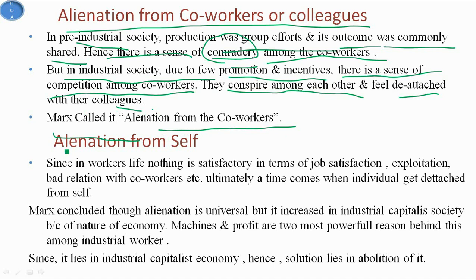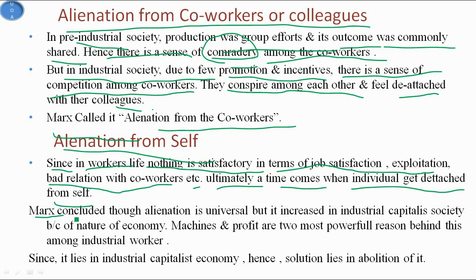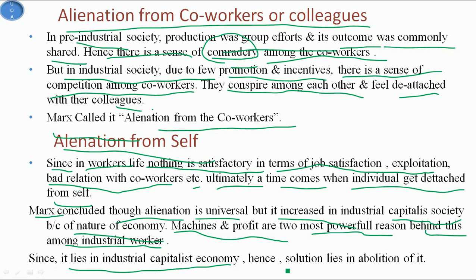Then another level of alienation is alienation from self. Since in workers' lives nothing is satisfactory in terms of job satisfaction, exploitation, bad relations with co-workers, etc., a time will come when the individual gets detached from self. Marx concluded that though alienation is universal, it increases in industrial capitalist society because the nature of the economy is that here all things are meant for profit, not for consumption. Hence, machines and profit are the two most powerful reasons behind this among industrial workers. Since it lies in the industrial capitalist economy, the solution also lies in the abolition of it.